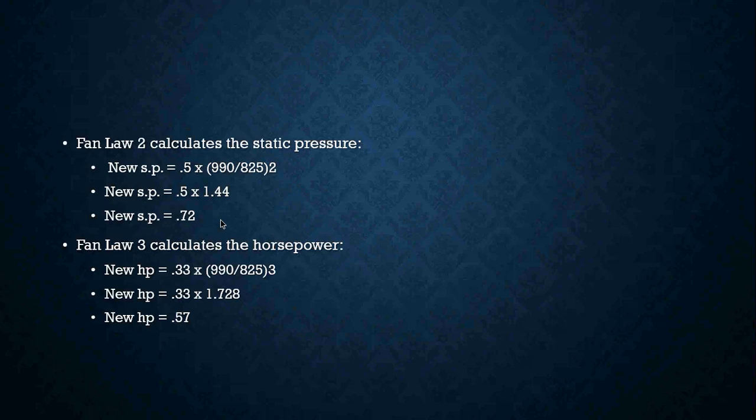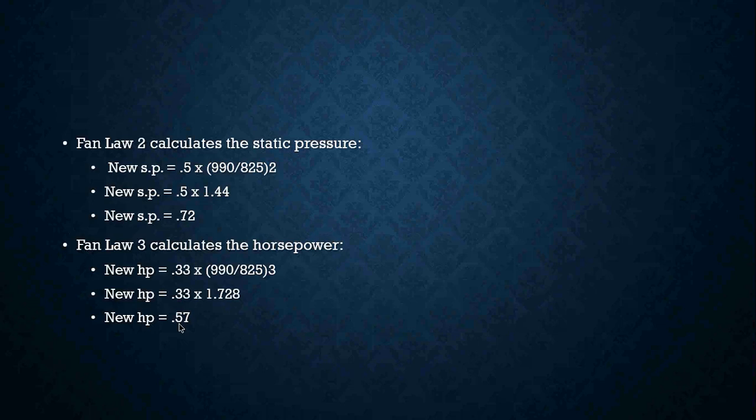To calculate my horsepower, 0.33 times 990 divided by 825 cubed is going to give me 0.33 times 1.728. And now my new horsepower is 0.57.